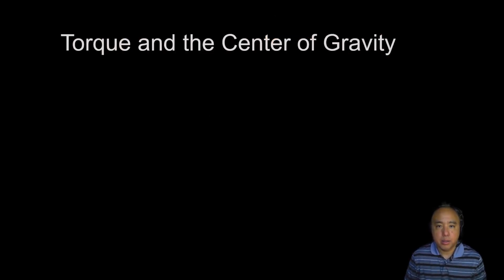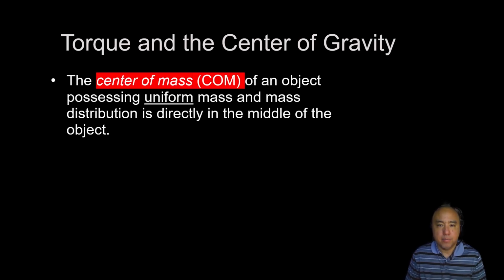Okay, so now we're going to talk about the relationship between torque and center of gravity, more specifically center of mass. Every object has mass, and depending on its distribution and the amount of mass in that object will ultimately determine its center, its balancing point. So if we're talking about a ball or a sphere that has uniform mass distribution, its center of mass is going to be right at the center.